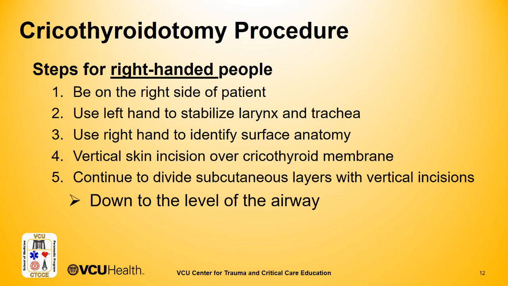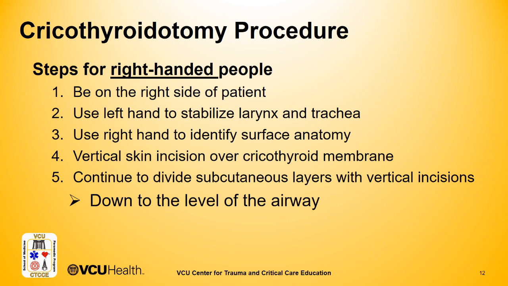Again, for a right-handed surgeon, stand on the right side of the patient. Use your left hand to stabilize the airway, holding on to the larynx and the trachea. Use your right hand to be feeling the anatomy and also performing the procedure. Vertical skin incisions over the cricothyroid membrane. Again, identifying the membrane by starting at the sternum, sliding your right hand up the trachea, feel the cricoid cartilage, the divot, then the thyroid cartilage. The divot in between is your emergency airway.